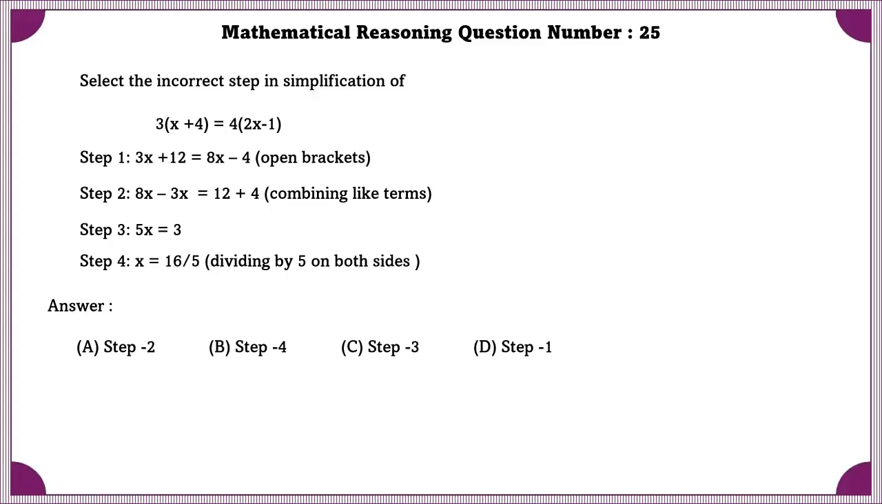Select the incorrect step in simplification of 3 into x plus 4, which is equal to 4 into 2x minus 1. Step 1, opening the brackets. It is correct. Step 2, combining the like terms. This is also correct. Step 3 is wrong because 5x is equal to 16, not 3. Step 4 is correct, dividing on both sides.